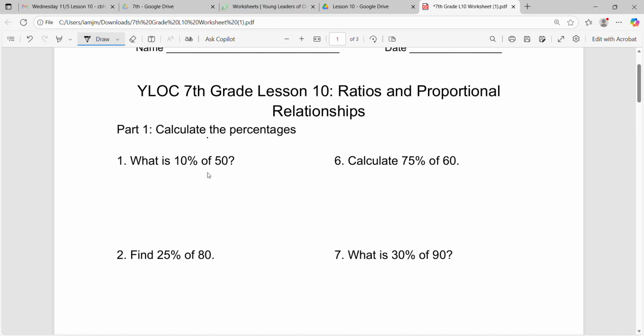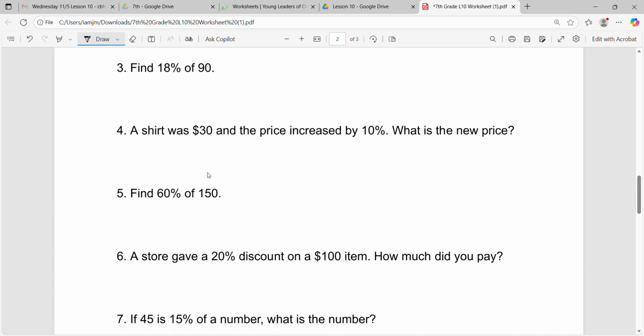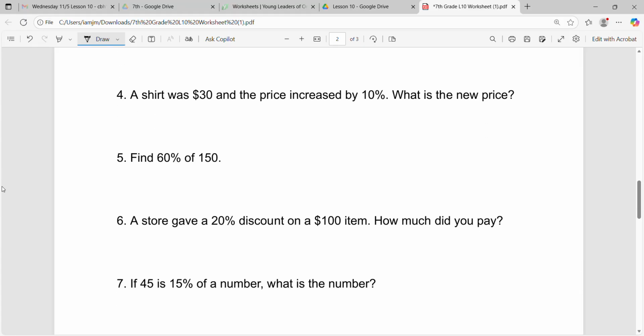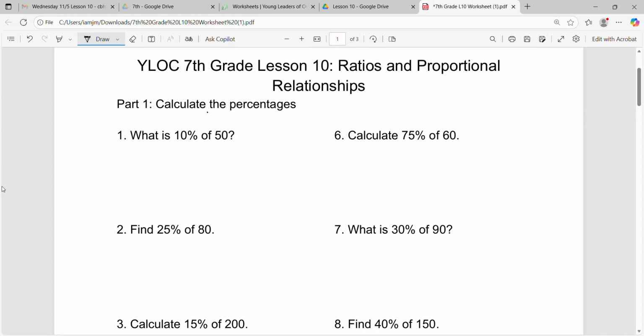Today for part 1, we'll be working on odd numbers 1, 3, 5, 7, 9. For part 2, we'll also be working on odd number problems 1, 3, 5, 7. For part 3, we'll be working on questions 1 and 2. Okay, let's move on right away.